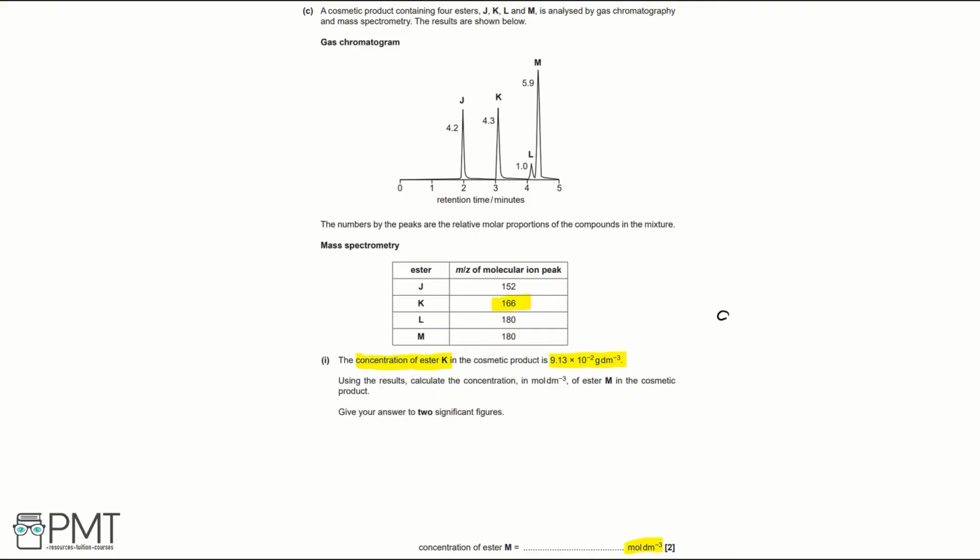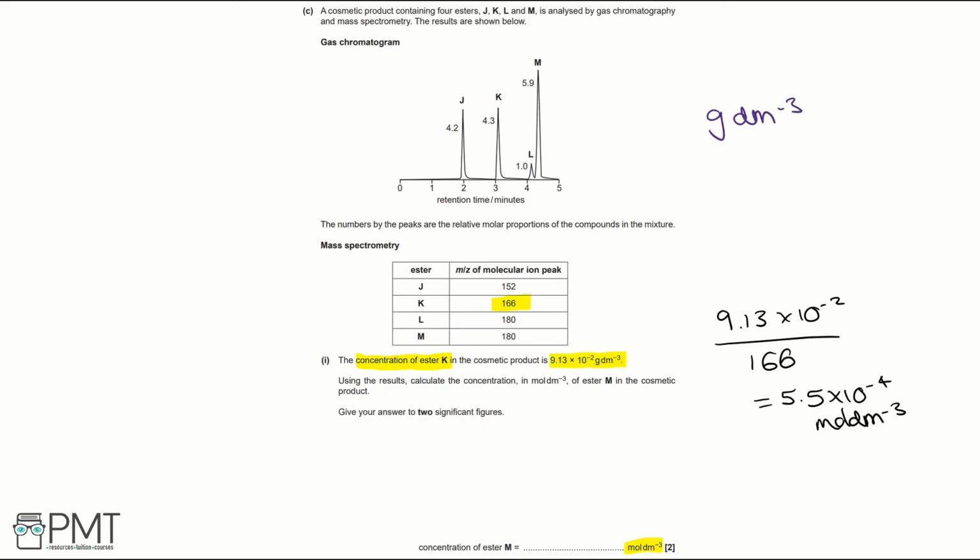So if we divide 9.13 times 10 to the negative 2 by 166, we get 5.5 times 10 to the negative 4 moles per decimeter cubed. And this is because if we have grams per decimeter cubed divided by grams per mole, because this is what MZ is measured in, we cancel out our grams and we end up getting moles per decimeter cubed.